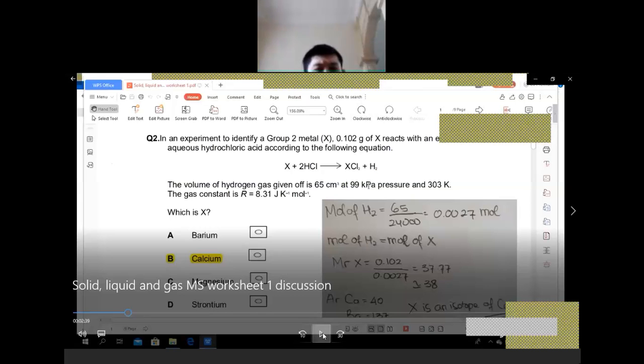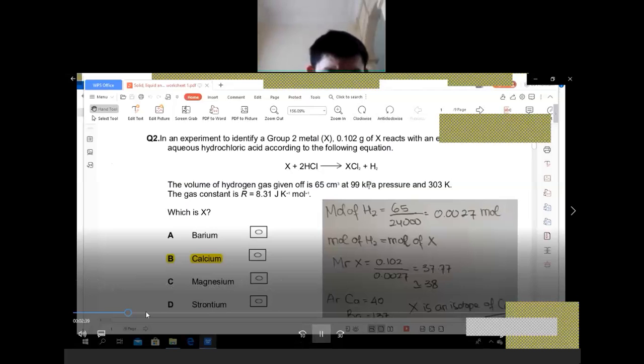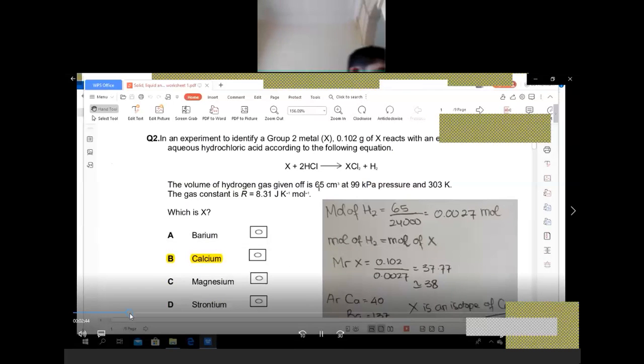9 kilopascal. So in here we have to find the mole of the hydrogen gas. We divide 65 centimeter cube by 24,000 centimeter cube, and then we find the number of mole is 0.0027.